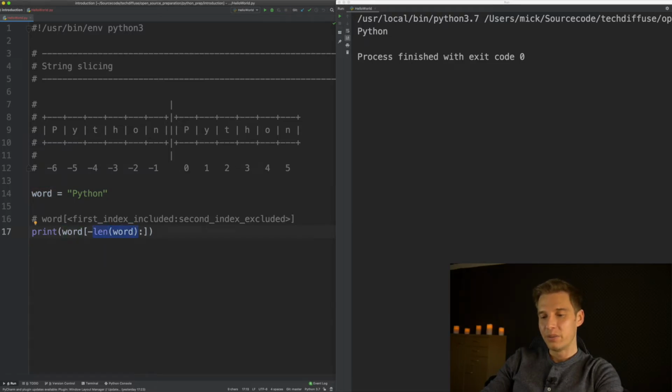This is how you can calculate with negative numbers in string slicing. Okay, so go back to a number. For instance, we take -5. And then as a second parameter, we take -1. So what do you expect now?